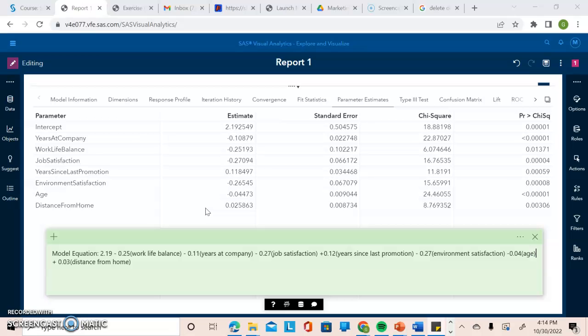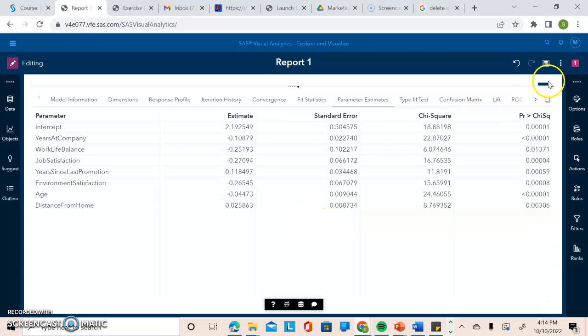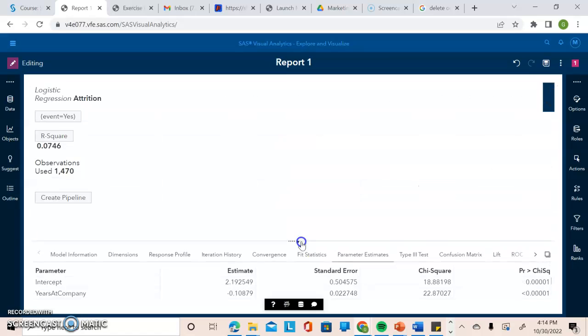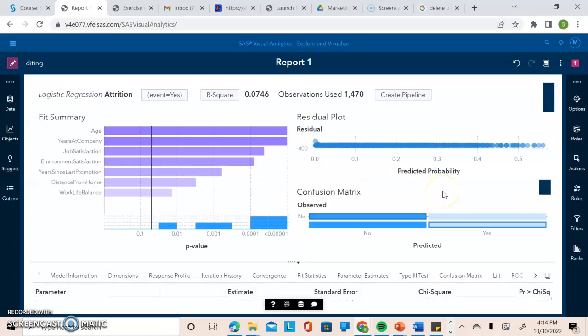I did go ahead and round these numbers. If you were to use the full values, you would get a more accurate answer. So we'll go back out of this. And again, like I said, the model does not seem to be performing well.